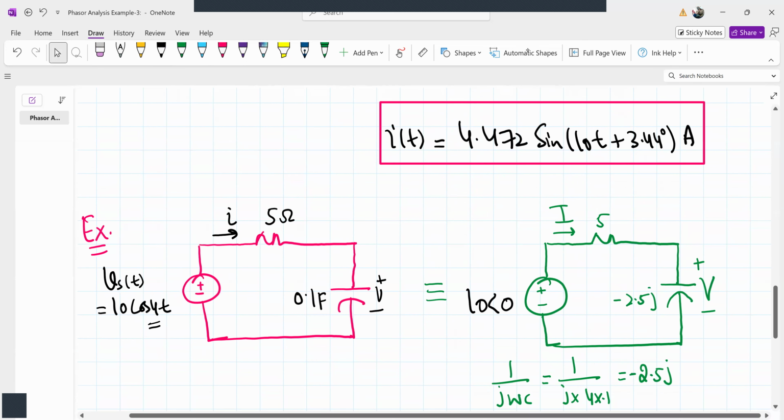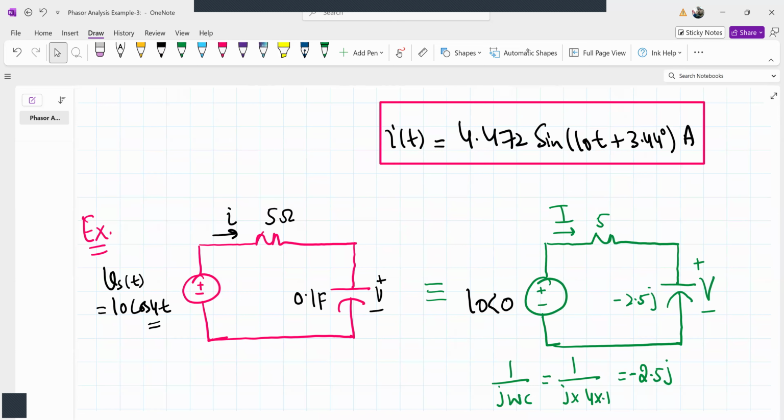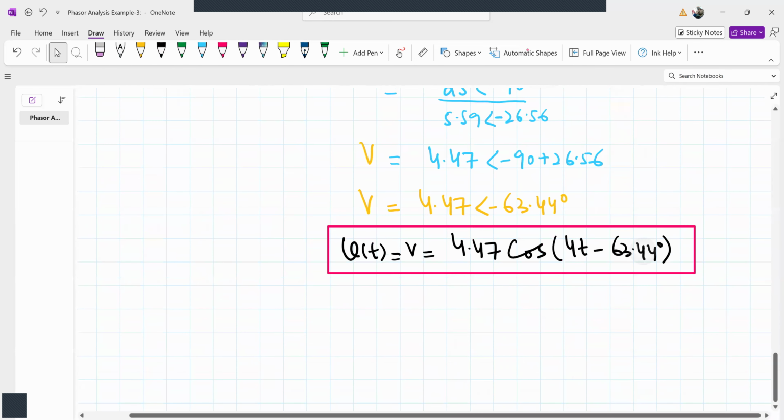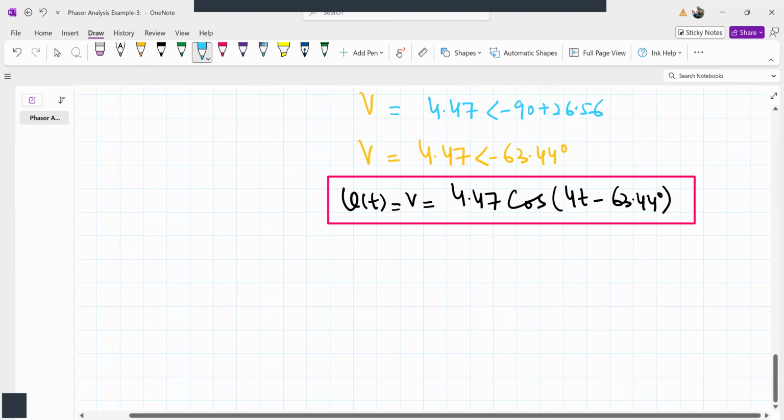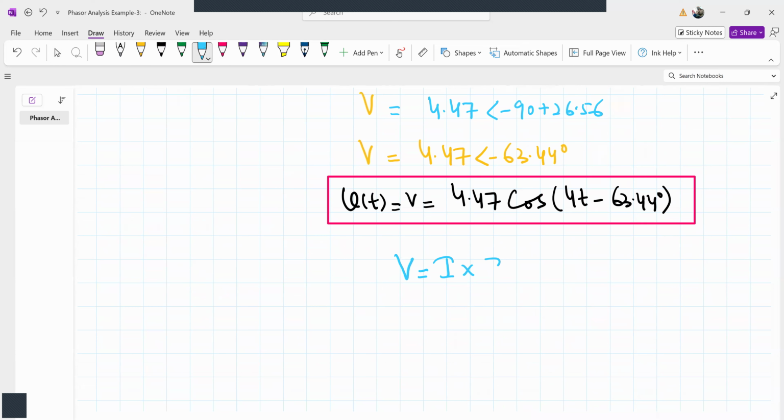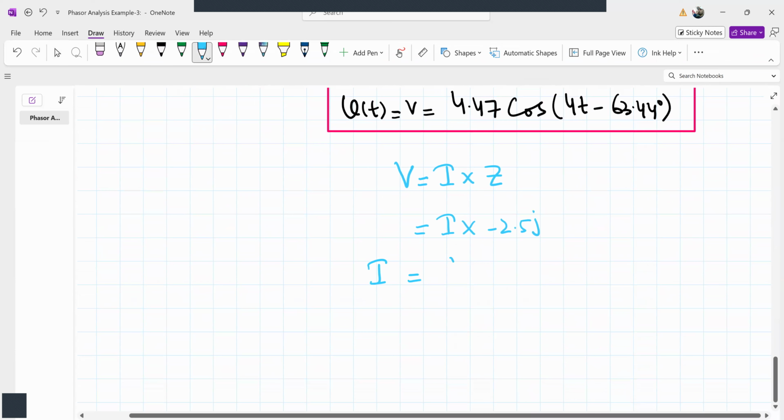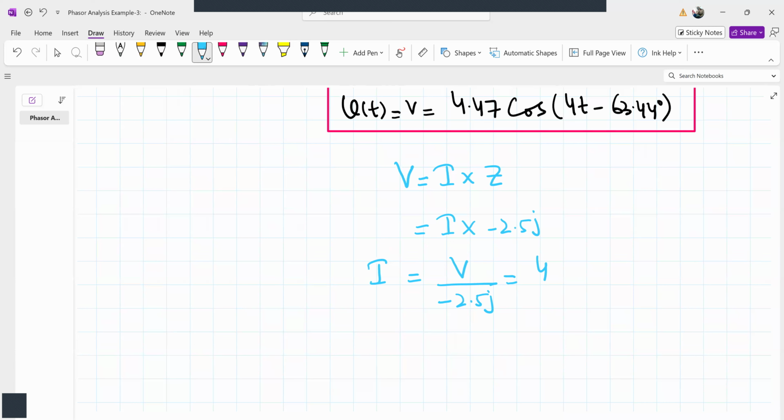The next quantity that we need to find is I. Now, what's the relationship between I and V? Since the same I is flowing in this impedance, V phasor will be simply equal to I times Z, where Z is the impedance of the element. I times Z is minus 2.5 j. So what will be I? I will be equal to V divided by minus 2.5 j. So what's V? V phasor is 4.47 at an angle of minus 63.44 degrees, divided by 2.5 at an angle of minus 90 degrees. Minus j we can write as 1 at an angle of minus 90 degrees.